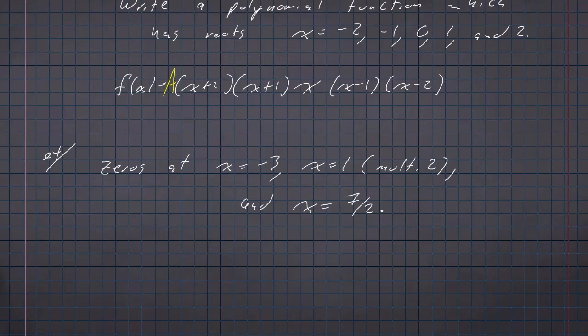Let's look at a function that has zeros at x equals -3, x equals +1, that one with multiplicity of 2, and x equals +7/2. Let's also say that we want this function to have a y-intercept of 0, 2. Right. Now we are a little bit more constrained.